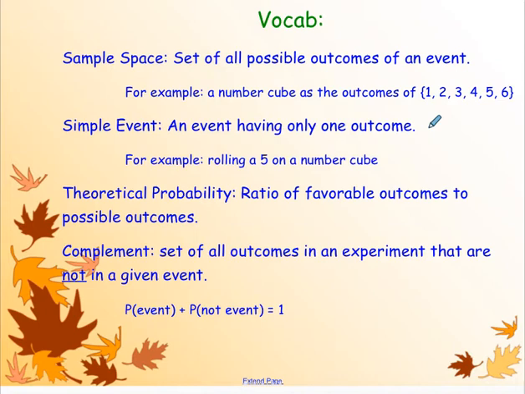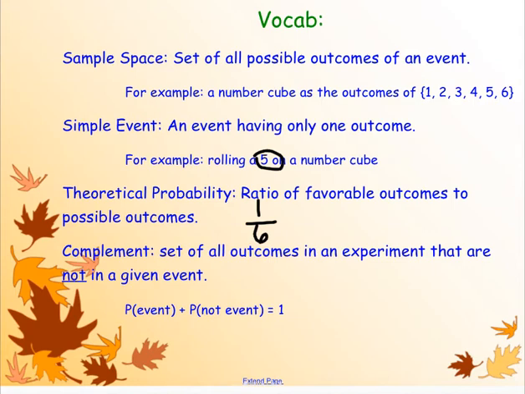Theoretical probability, this is what we expect to happen if the world was perfect. This is the ratio of favorable outcomes to possible outcomes. So like rolling that 5 on a number cube, well, there are 6 possible outcomes, so we put that on the bottom of our ratio, and 5 can come up only once in those 6 options. So that probability would be 1/6.